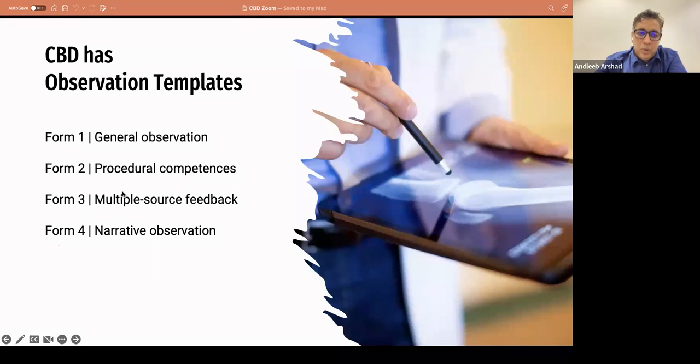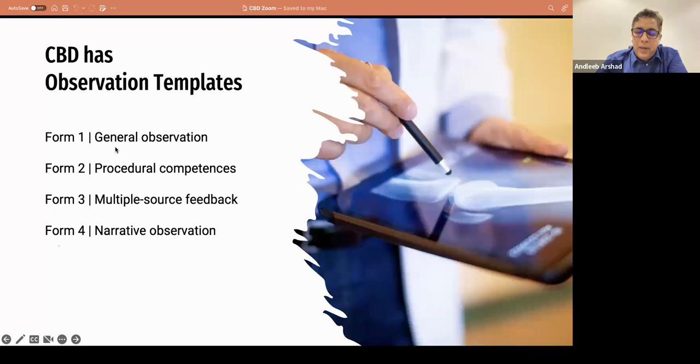Now, there are 4 template forms. Most of the time in competency by design, we use form 1 and form 2. Each EPA will tell you that this EPA will use form 1, this EPA is going to use form 2, right? Form 3 and form 4 are not used that much. Form 3 is a kind of multiple source feedback, and form 4 is just a narrative observation. If there is something very specific to a resident or a student, which you feel won't be covered in EPAs, then you give them a narrative observation, form 4. It's a very open form for general comments specific to that very resident. So form 1 and form 2.